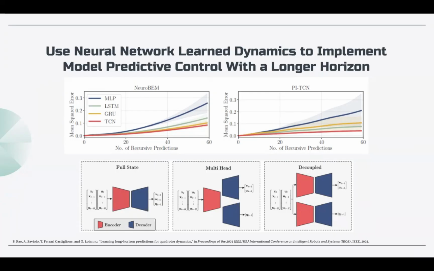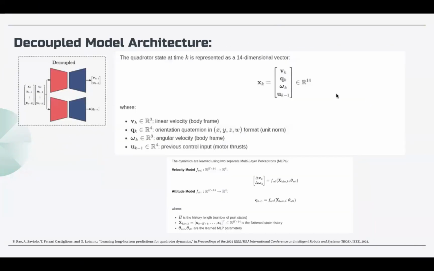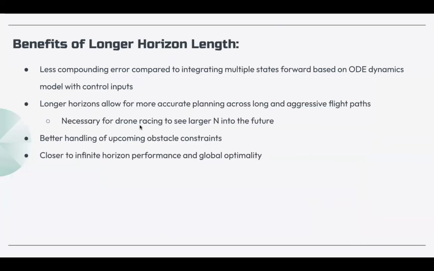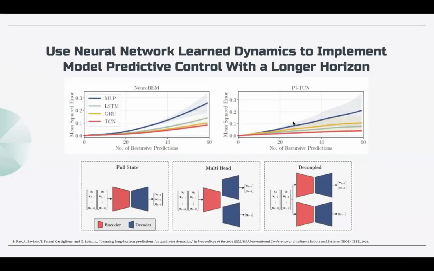They proposed a few different architectures, with different encoder-decoder shapes, but the one they had the most success with was this decoupled architecture we'll explore in a little bit. As you can see, they had very high accuracy across longer recursive predictions.